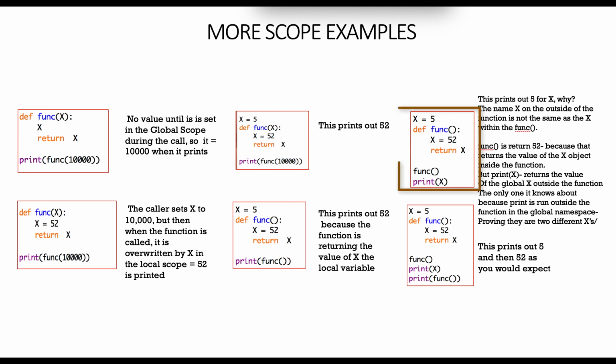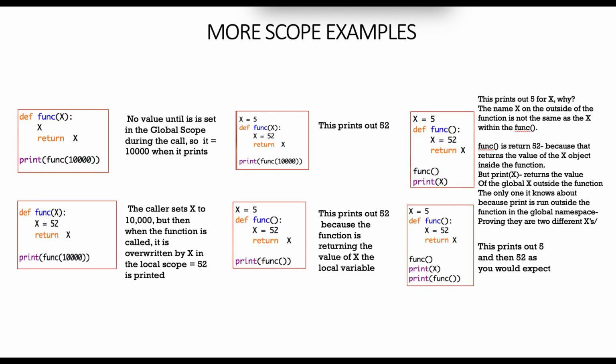Now let's go to the top right. This prints out 5. Why is that? The name x on the outside of the function has nothing to do with the x on the inside of the function. They're two completely different objects. And if we were to do an ID on each, we'd prove that. Func is set to return 52 because that returns the value of what's in the local space, the x that's in the local space.